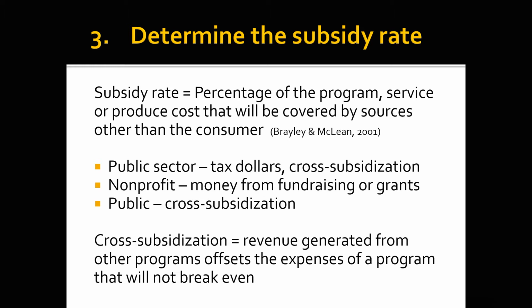Not for profit, you might be using money from fundraising or grants. And in public, again, there's cross-subsidization. You might not be making money on some things, but it gets people to come in the door, where maybe you're charging, making a lot of profit on other products and services. So cross-subsidization then is when you have revenue generated from other programs to offset the expense of a program that's not going to break even.